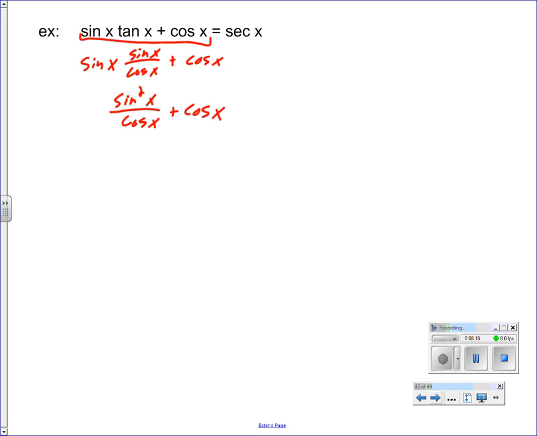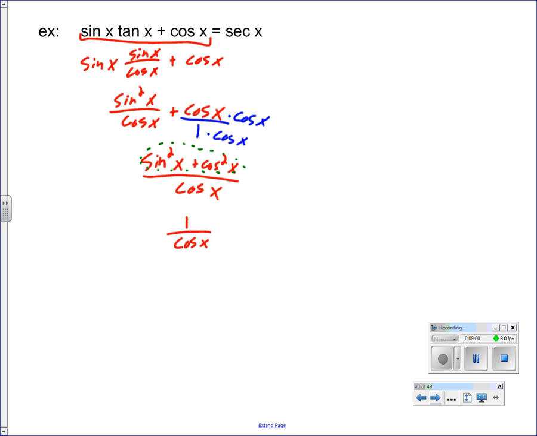Right, if we want to combine these into one term, we're going to have to put them over a common denominator. So the denominator for this side would be cosine x. So I'd have to multiply this term by cosine x over cosine x to change the denominator. Right, and then this identity on the top, the Pythagorean identity, this is something that you're going to need to be able to recognize. When you see that, it should jump out. Sine squared plus cosine squared is 1.